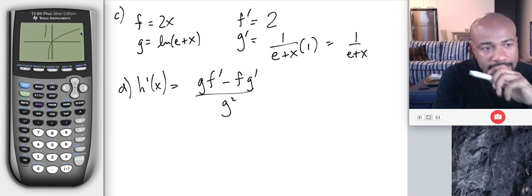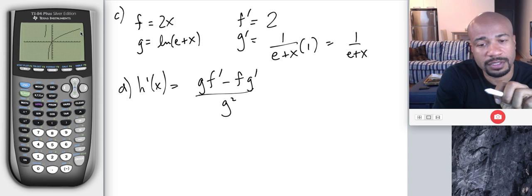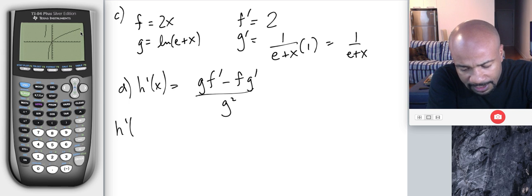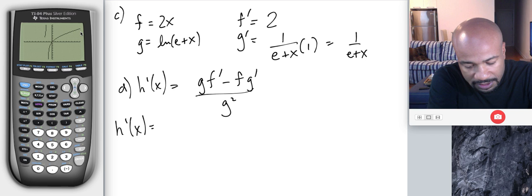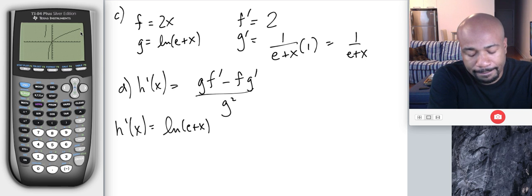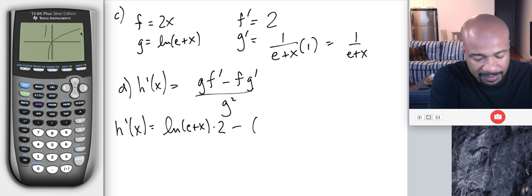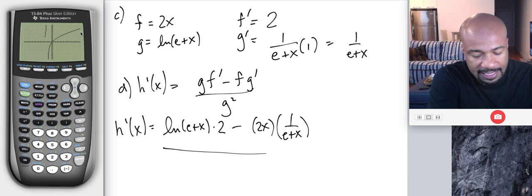And since we already calculated all of the parts, we can just simply plug it all in. So h prime of x is equal to g, which is the natural log of e plus x, times f prime, which is 2, minus f, which is 2x. I'm going to put that in parentheses because right now I'm going to get 1 over e plus x for g prime, and then that's all over.